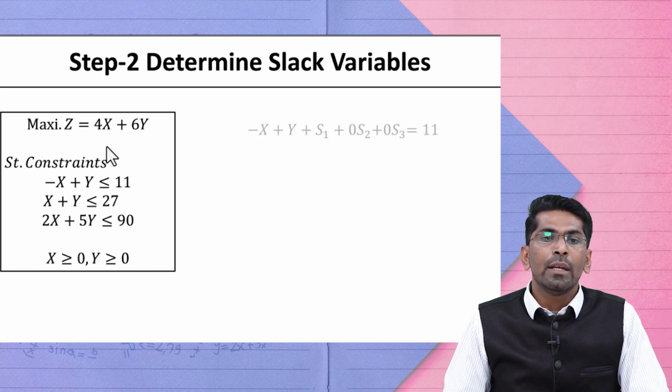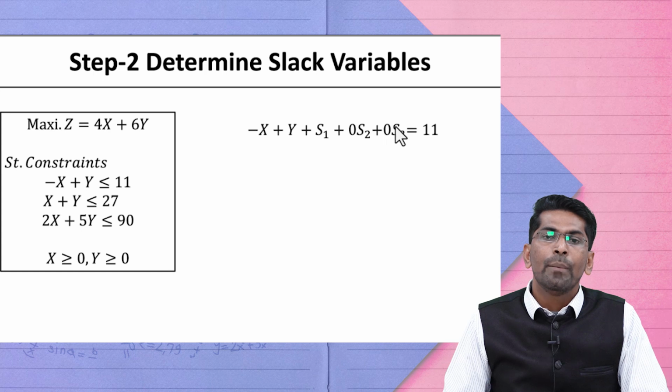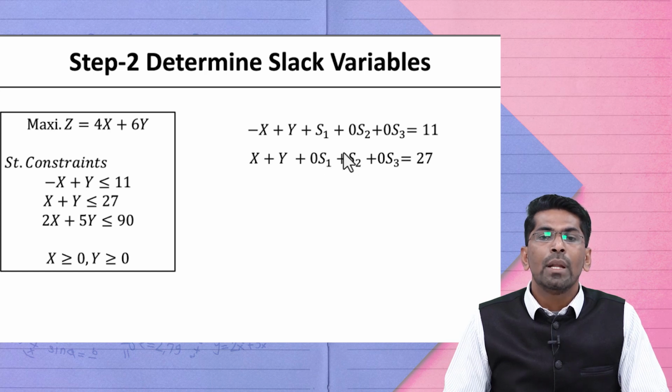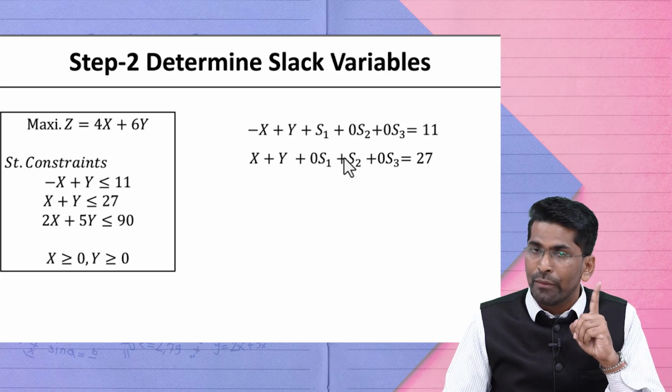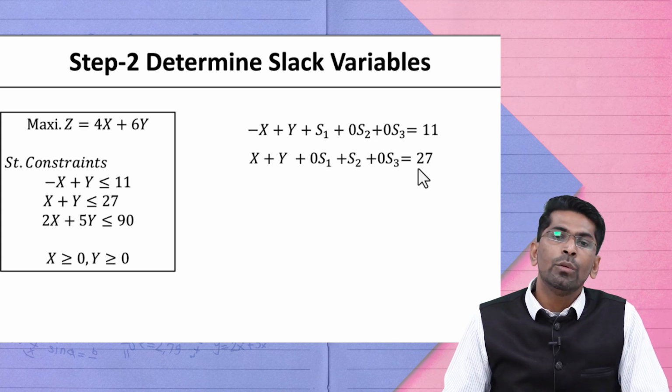Now we convert the first constraint, minus x plus y. I introduce slack variable S1 with coefficient 1, plus 0 S2 plus 0 S3, that is, the coefficients of S2 and S3 are 0, and convert the inequality sign into equality, equal to 11. Similarly, the second constraint is x plus y plus 0 S1 plus the coefficient of S2, which will be 1, plus 0 S3, converting the inequality sign into equality, so it becomes equal to 27.